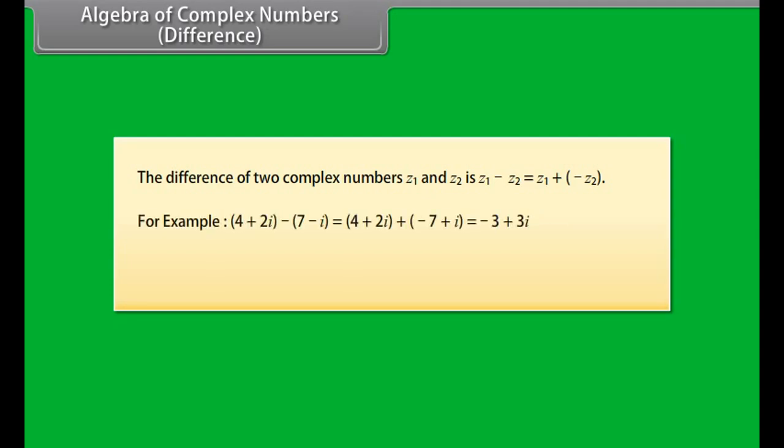For example, 4 plus 2 iota minus 7 minus iota is equal to 4 plus 2 iota plus minus 7 plus iota is equal to minus 3 plus 3 iota. Similarly, 6 minus iota minus 4 plus 2 iota is equal to 6 minus iota plus minus 4 minus 2 iota is equal to 2 minus 3 iota.